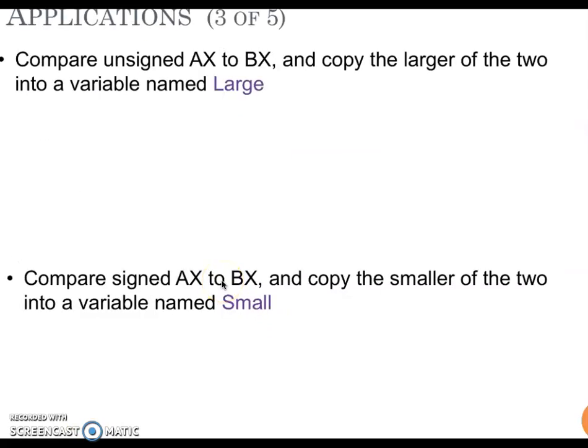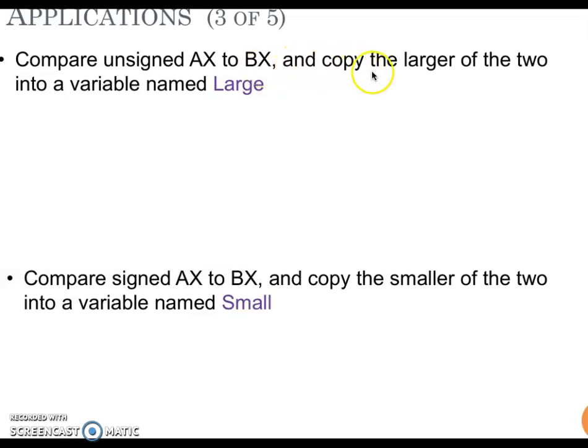So let's do a little bit more now. We want to compare unsigned AX to BX. Which one is bigger? We will copy the bigger value of these two registers to a variable named large. So how should we do that? Of course, the first thing you need to do is compare your AX and BX, so you do your comp AX, BX.